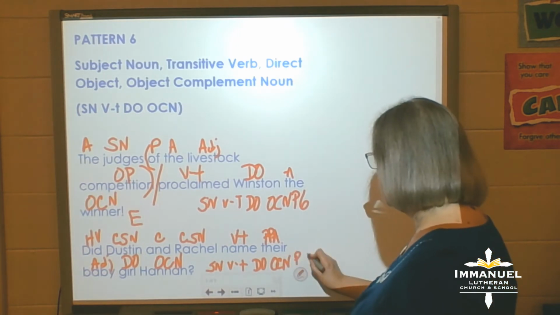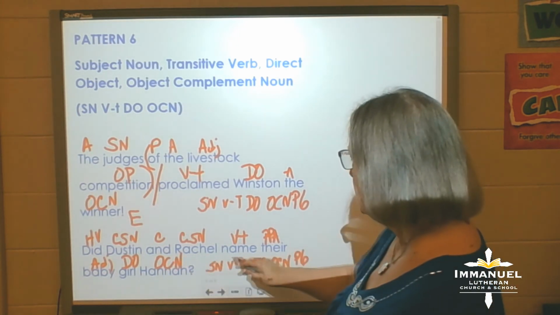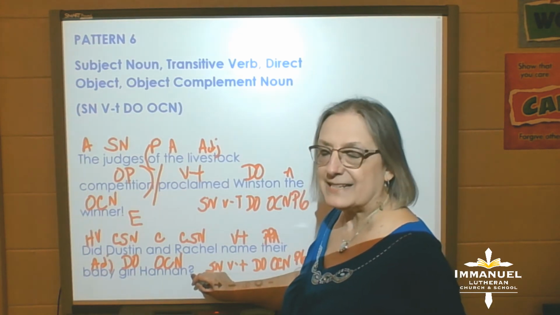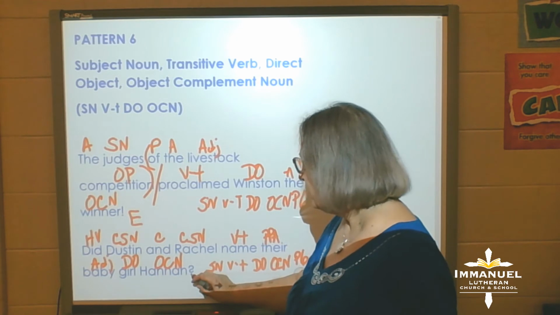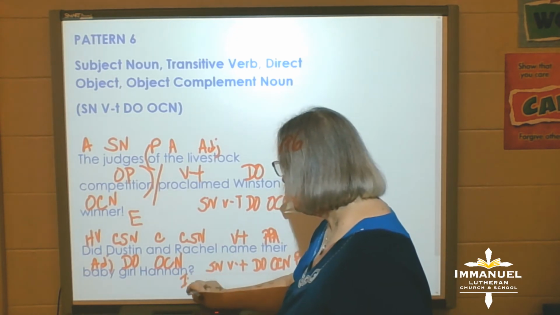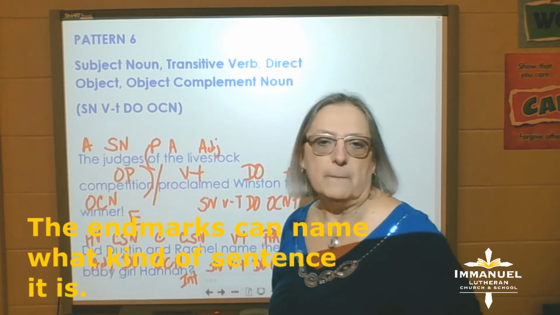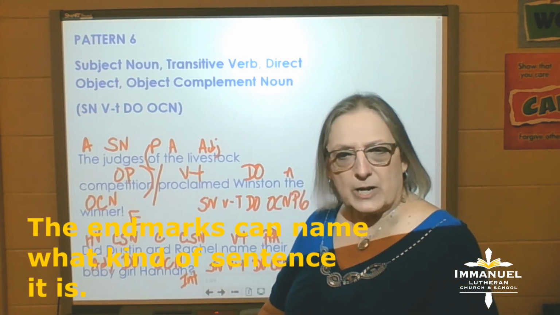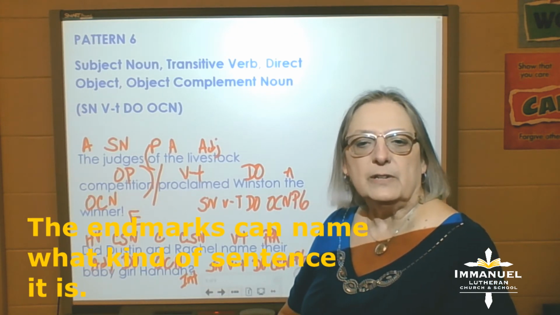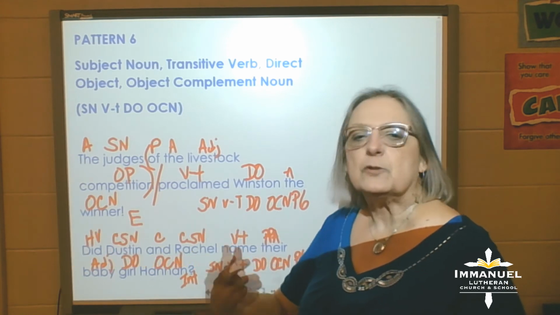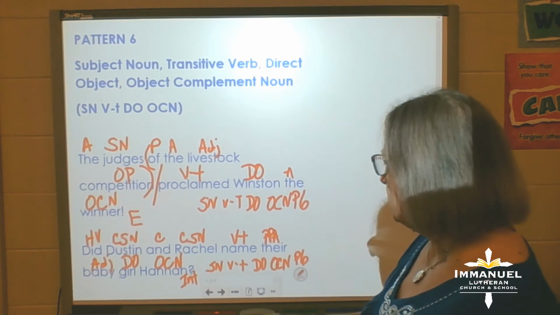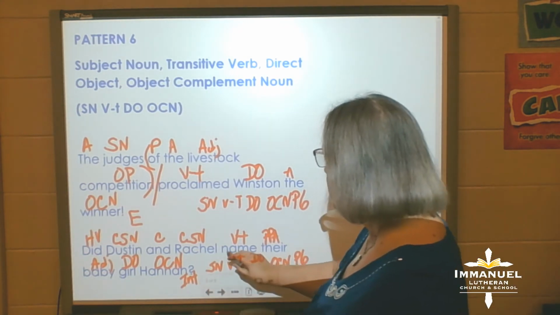Pattern 6, check, is everything marked? Yes. Ooh, not a period, not an exclamation point. It's a question mark. Question mark, question, interrogative, INT. So you'll notice when we look at the end marks, the punctuation, we can name what kind of sentence we're dealing with based off of the end marks, and we have a question-answer flow that we say when we get to end marks. Okay, so interrogative, go back to the verb.